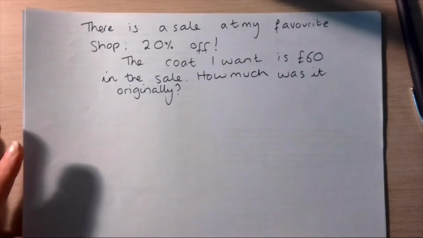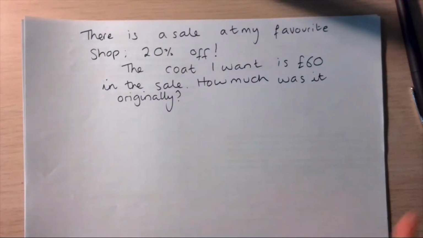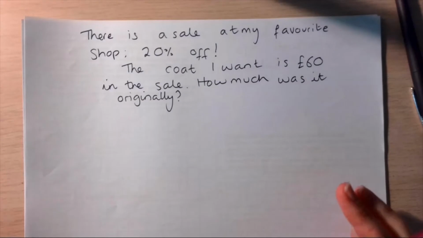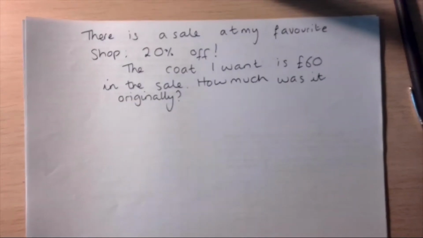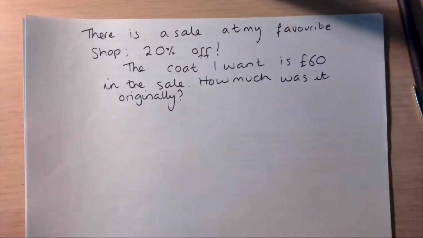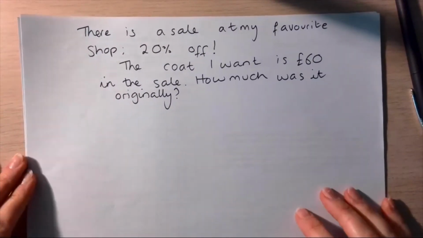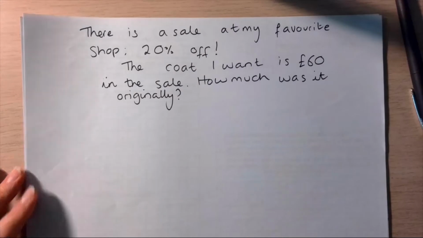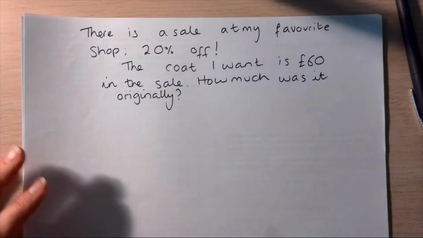The kind of question we'd expect with these is something like this. There's a sale at my favourite shop, 20% off. And the coat I want is £60 in the sale, and what we want to know is how much did that cost originally. So we're actually looking at original amounts here. The nice trick with these, and any kind of question like this really, is to do what you know how to do. And we know how to take 20% off something. So we do what we can already do. There's no point reinventing the wheel.